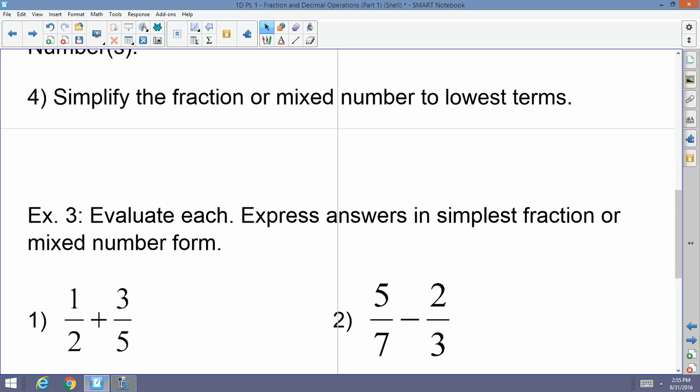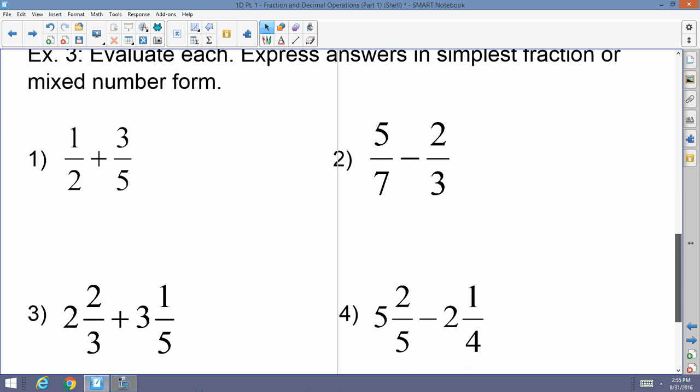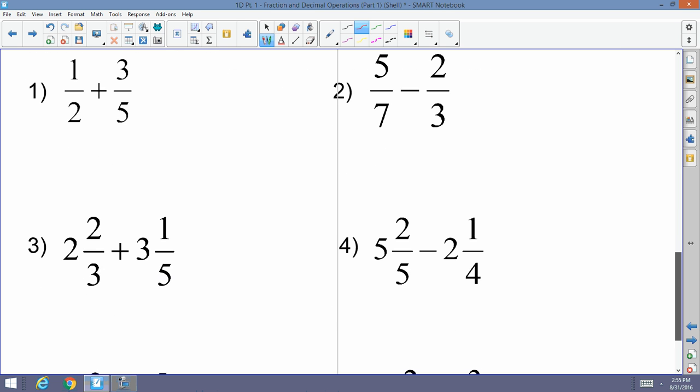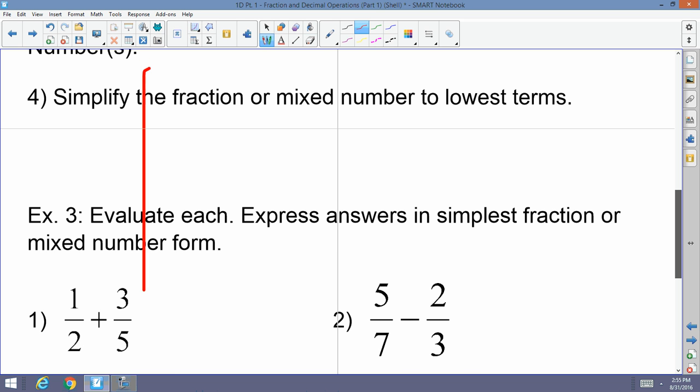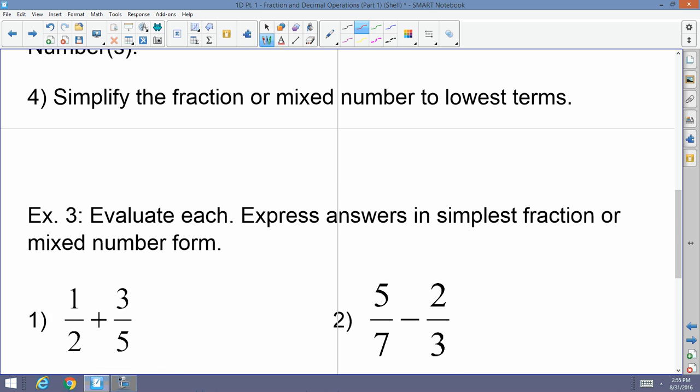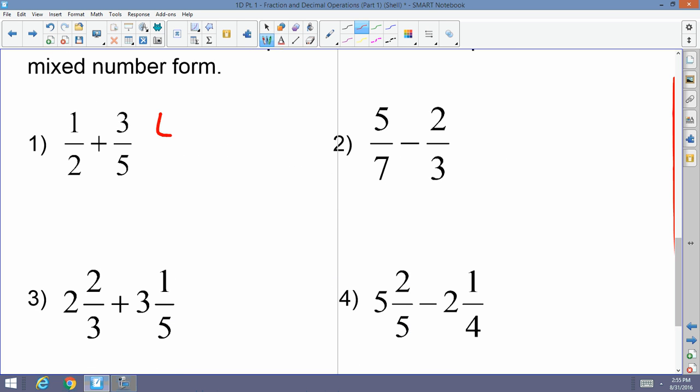Okay, so for example 3, evaluate each, express answers in simplest fraction or mixed number form. Awesome. Let's do it. I have 1/2 plus 3/5. First thing I always want to do is find my LCD. So my LCD in this case is 10.